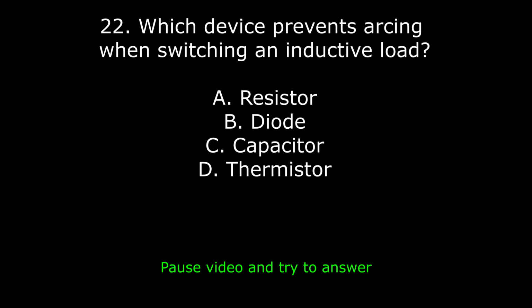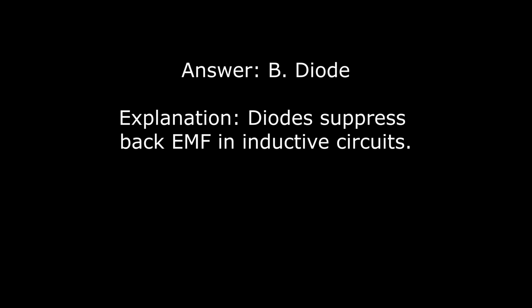22. Which device prevents arcing when switching an inductive load? A, resistor. B, diode. C, capacitor. D, thermistor. Answer B, diode. Explanation: diodes suppress back EMF in inductive circuits.